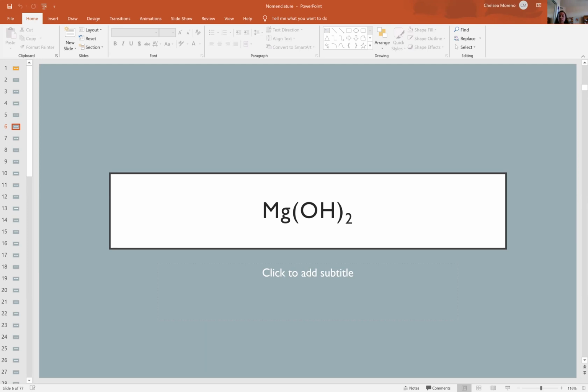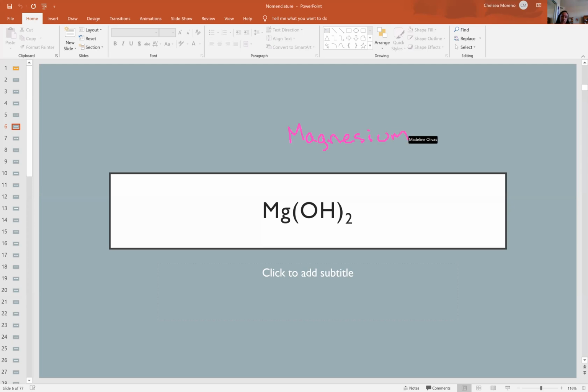so first of all, we're going to determine if this is ionic or covalent. Can anybody tell me what kind of compound this is? Ionic? Yes, okay. We know that because magnesium is one of our metals in group 2. Okay, so we start off with magnesium.